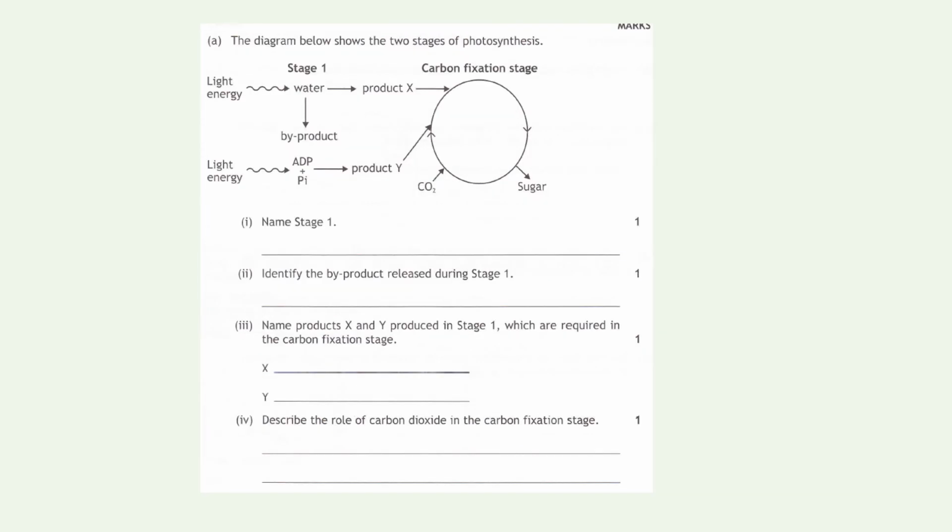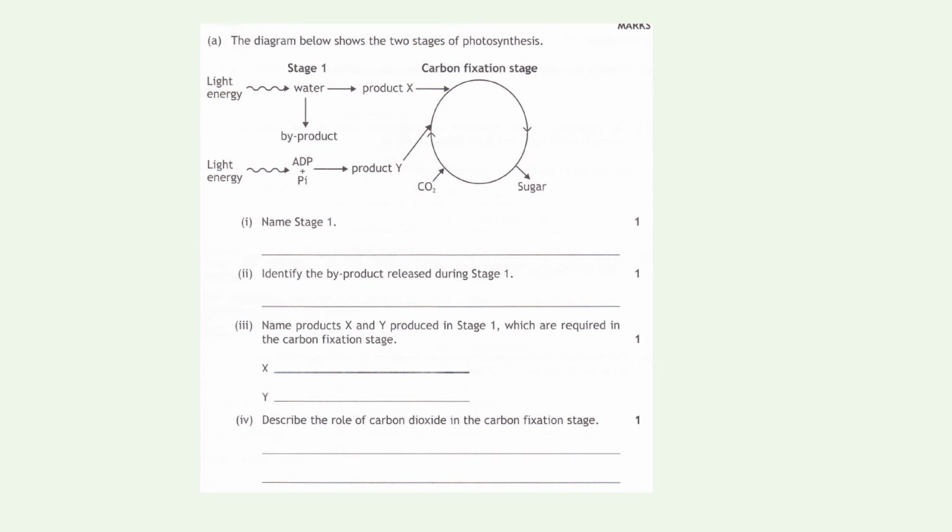So another SQA question is, the diagram below shows two stages of photosynthesis, and then you've got your diagram. It says name stage 1. Identify the byproduct released during stage 1. Name products X and Y produced in stage 1 which are required in carbon fixation stage, and describe the role of carbon dioxide in the carbon fixation stage. So make sure you try to answer the questions before I go over the answers.